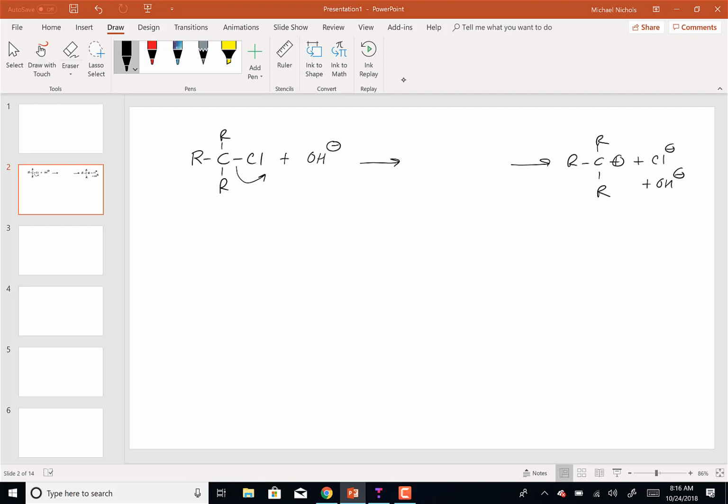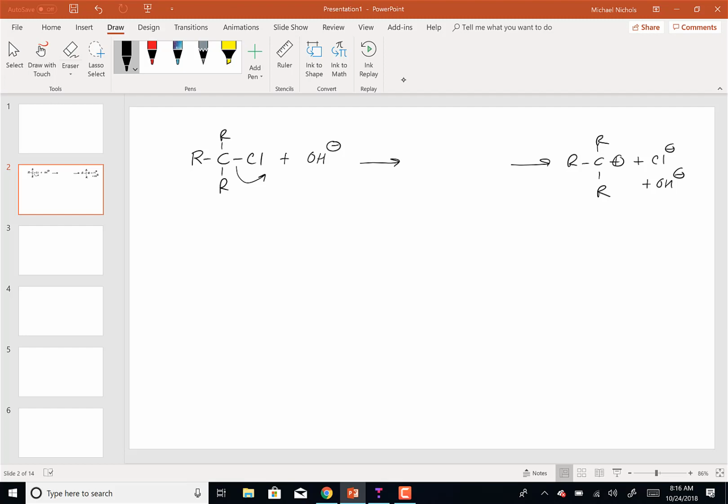Tertiary carbocations are stable, right? They're the most stable, or one of the most stable. And the reason that they're stable is because, remember, each alkyl group is pushing some delta minus charge into the carbon to make it closer to being neutral.